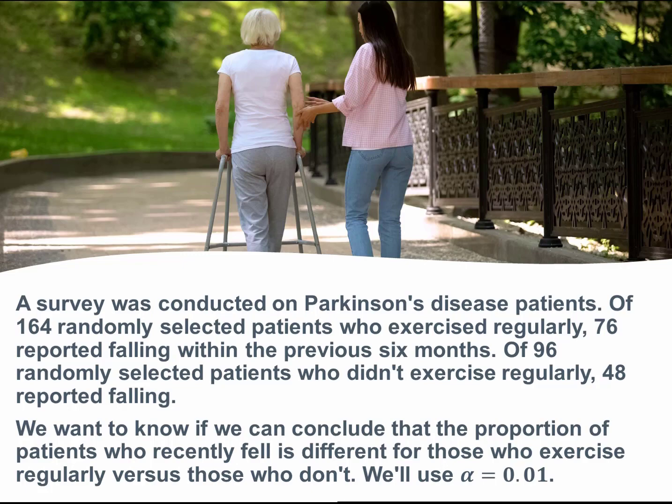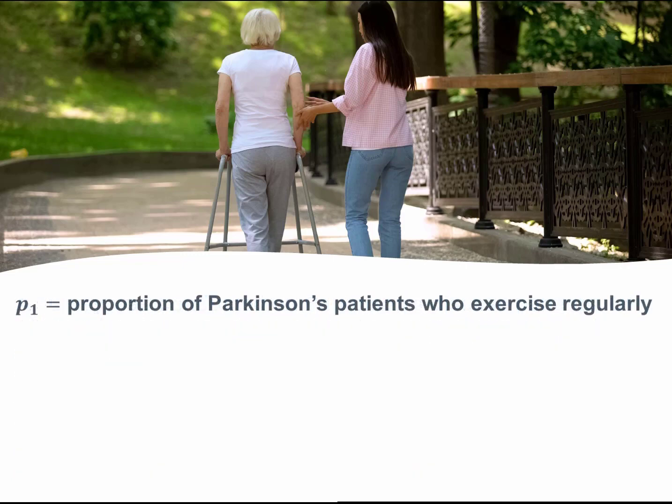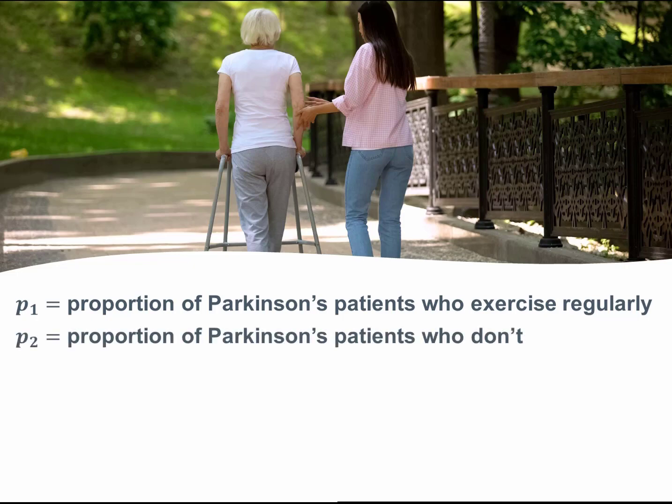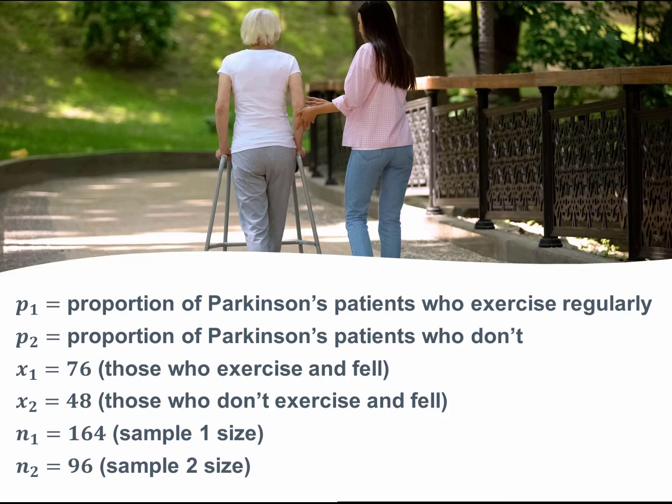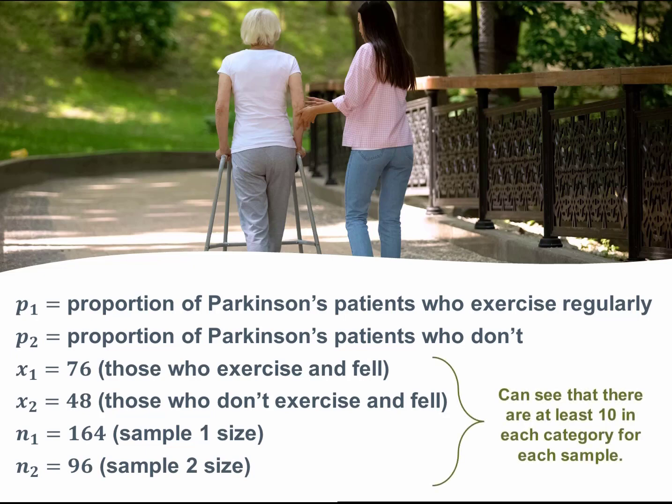Now we've got two populations here. Let P1 represent the proportion of the population of Parkinson's patients who exercise regularly, and P2 represent the proportion of the population of patients who don't. We have X1 equals 76, those who exercise and fall, and X2 equals 48, those who don't exercise and fall. We also have N1 equals 164, and N2 equals 96. Now we can check the assumptions and we'll find them satisfied.